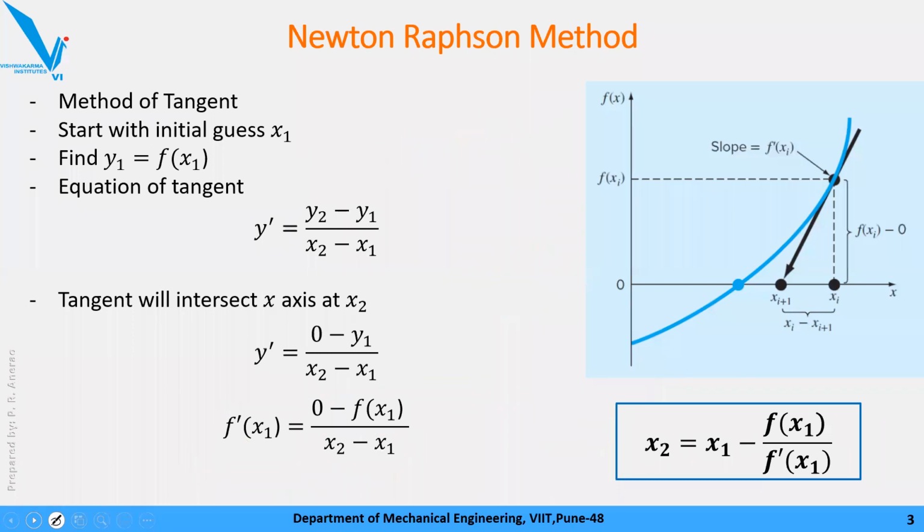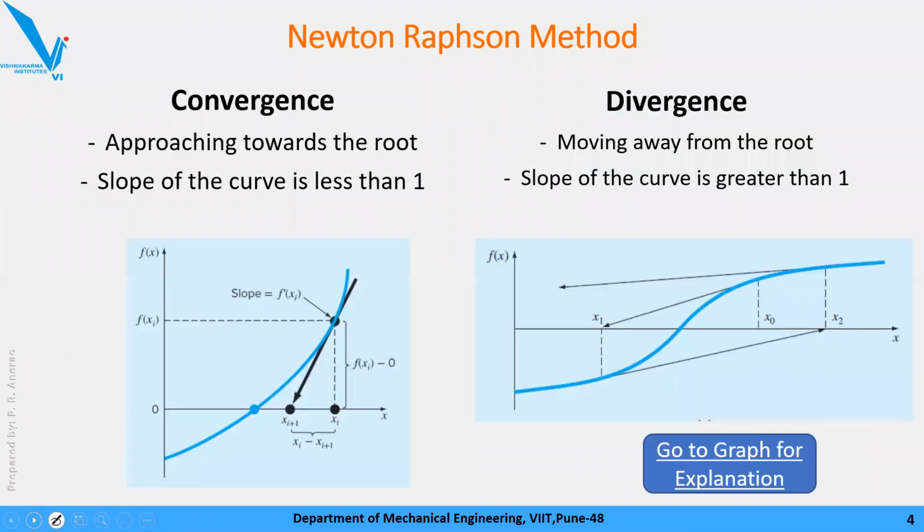Moving ahead, there is one issue with the Newton-Raphson method: the convergence or divergence problem. What happens in convergence and divergence? The bracketing method or bisection method doesn't have any problem with convergence. What does convergence mean? You are going towards the root. You have some initial guess x1, and by applying this method you are slowly going towards the root. This is your final destination. So slowly you are going towards the root.